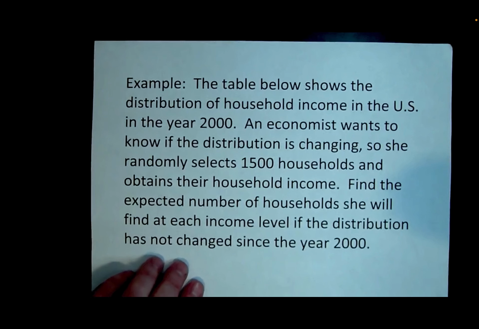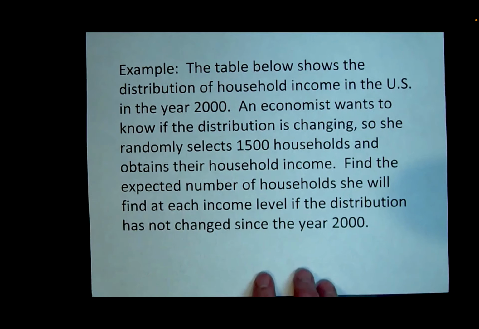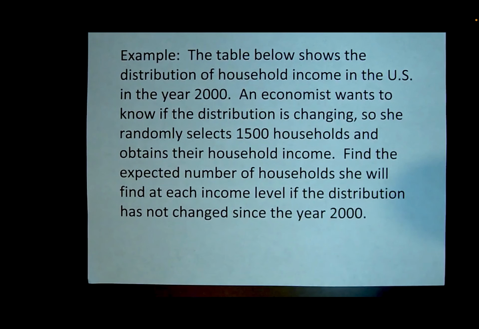Let me give you a specific example of one of these. So the table below shows the distribution of household income in the U.S. in the year 2000. An economist wants to know if the distribution is changing or has changed. So she randomly selects 1,500 households and obtains their household income.